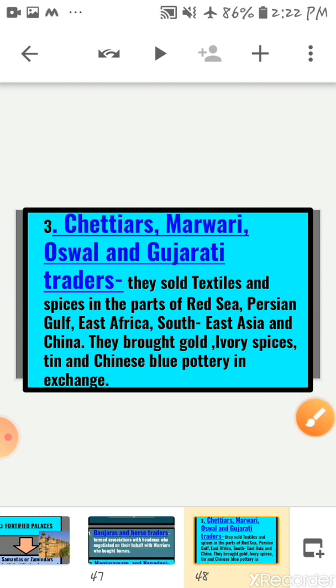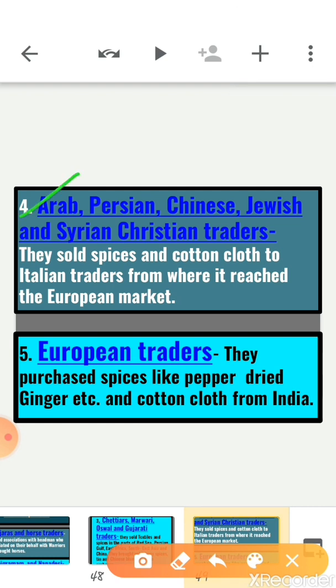Clear? Now next we have the towns on the west coast. The towns on the west coast were the home of Arab, Persian, Chinese, Jewish and Syrian Christian traders. They sold spices and cotton cloth to Italian traders, from where it reached the European market. So these communities or associations traded in spices and cotton cloth.